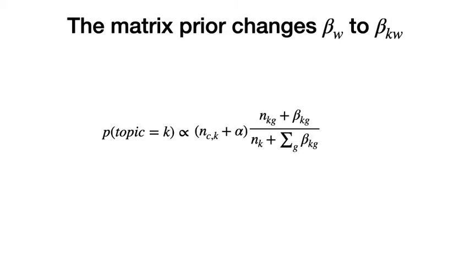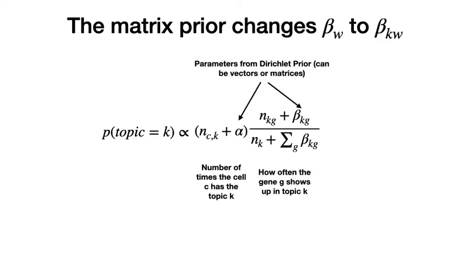Here we see that the form is quite similar, except now beta is actually dependent on K, the topic. The rest is quite similar. The probability of a gene being assigned a topic K is proportional again to the number of times that this topic appears in the cell, how often this gene shows up, and again we have these priors that are being added, with the new addition that beta is now a matrix.